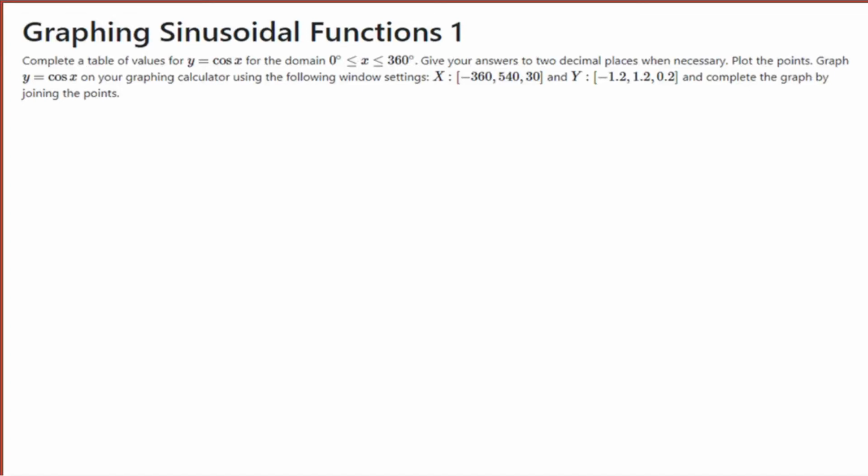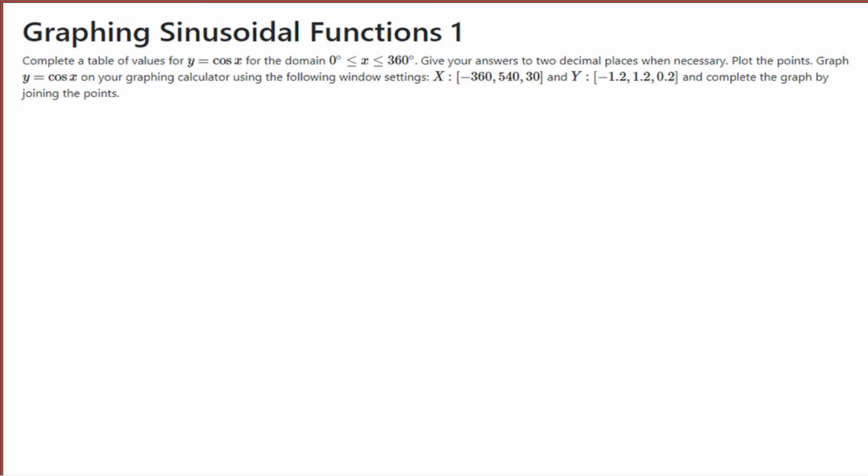Complete a table of values for y equals cosine of x for the domain 0 degrees less than or equal to x, less than or equal to 360 degrees. Give your answer to 2 decimal places when necessary. Plot the points. Graph y equals cosine of x on your graphing calculator using the following window settings. And complete the graph by joining the points.